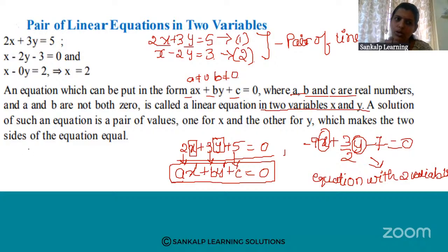A solution of such an equation is a pair of values, one for x and the other for y, which makes the two sides of the equation equal. See, first we should understand what we mean by solution, and only then can we understand solutions in two variables. So what do we mean by solutions? Yes, my dear students, what do you mean by solutions?